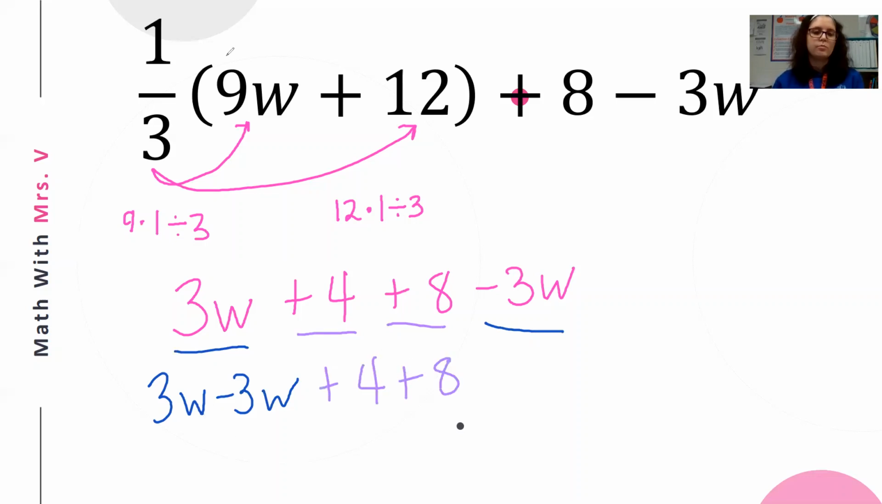So 3w minus 3w leaves us with 0 w's. And even though we don't know what w is, any number or variable times 0 is 0. So these simply have canceled each other out. They are no longer there. So we have 4 plus 8 is 12, and 12 is our final answer.